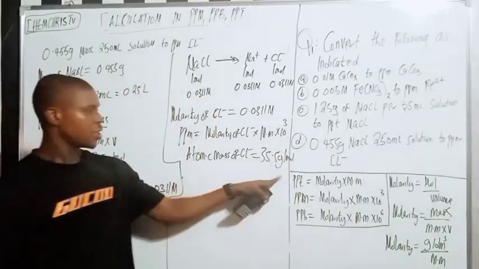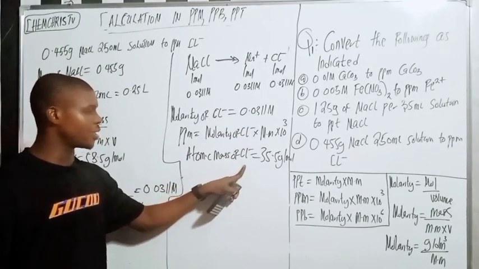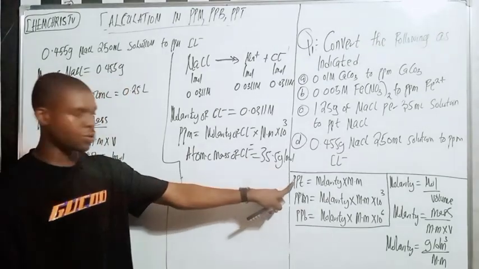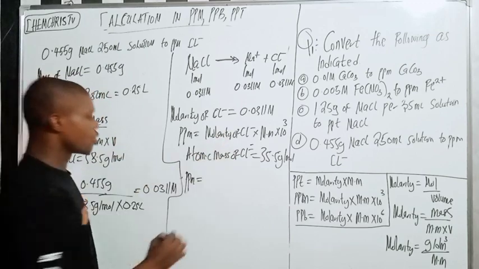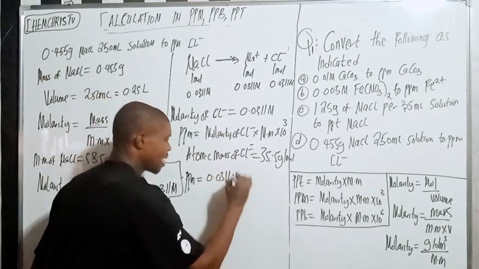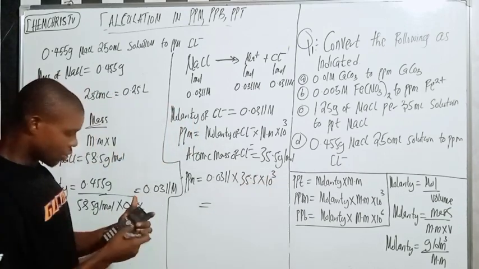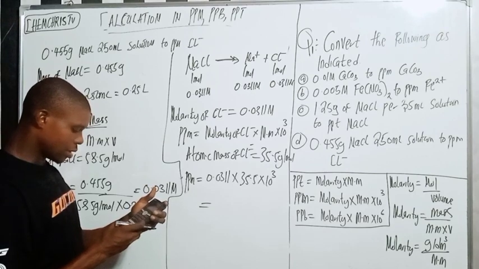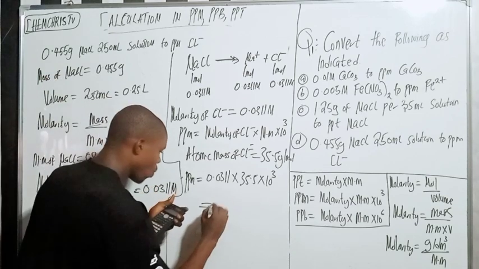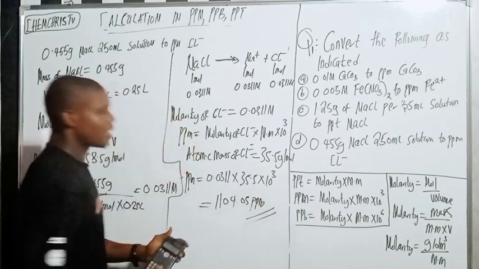You get? So let's input our values here. I already know my molarity. I already know my atomic mass of chlorine minus is 35.5. So my ppm here is going to be 0.0311 times 35.5 times 10^3. So let's look at the answer here: 0.0311 times 35.5 times 1000. So we have 1104.05 ppm. That is the answer.